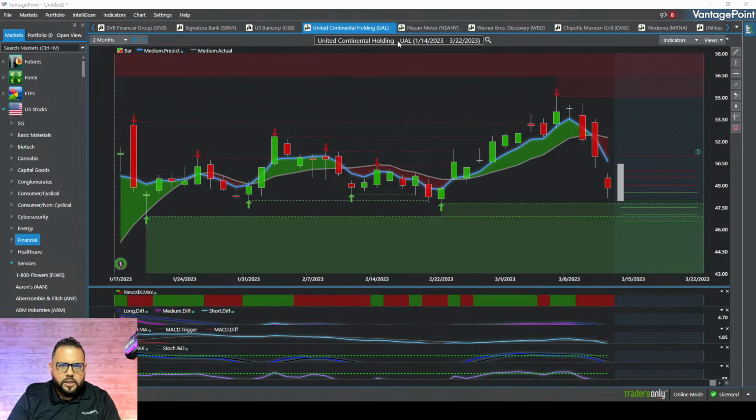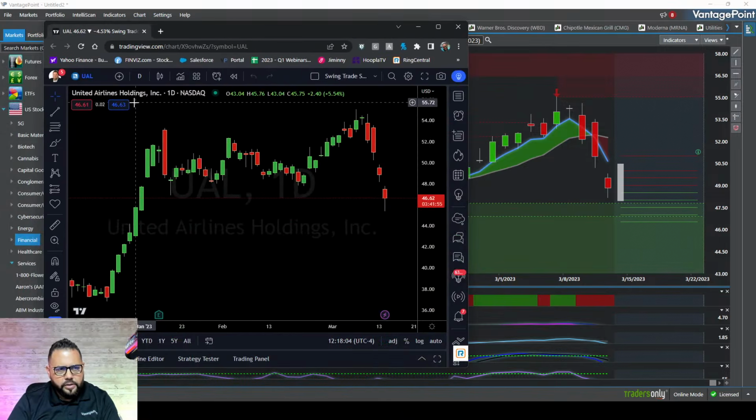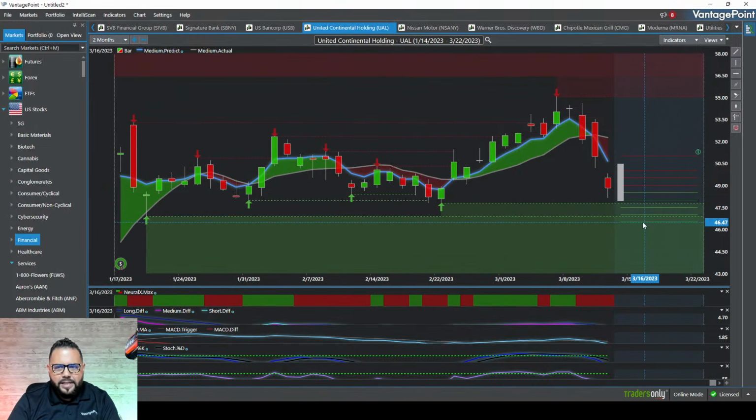This is UAL. We can go look at UAL and see what it's doing to see if the AI would have been right here. Let's look. And I can pull this over. I'm just going to look at the live scenario currently right now. Here's United Airlines, 46.62. So it's way down here right now. 46.62 is about here.